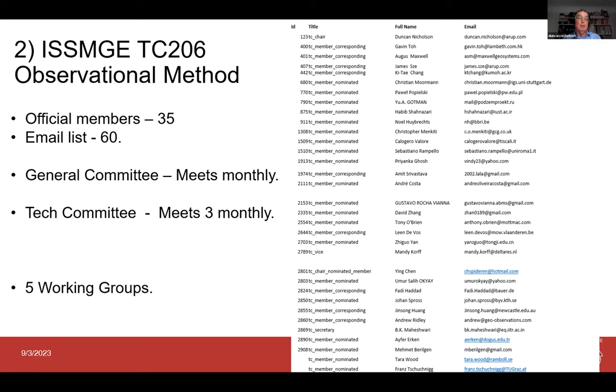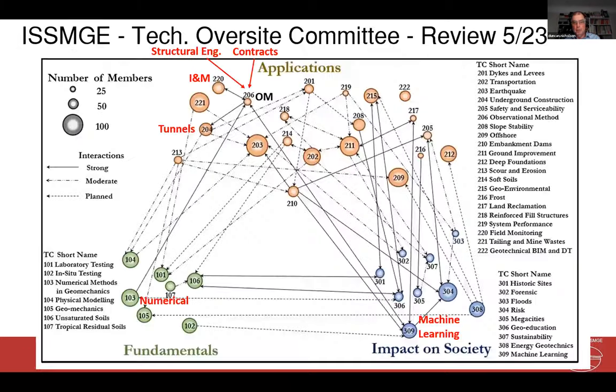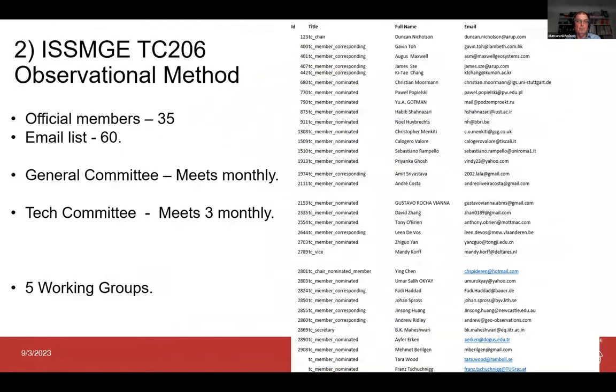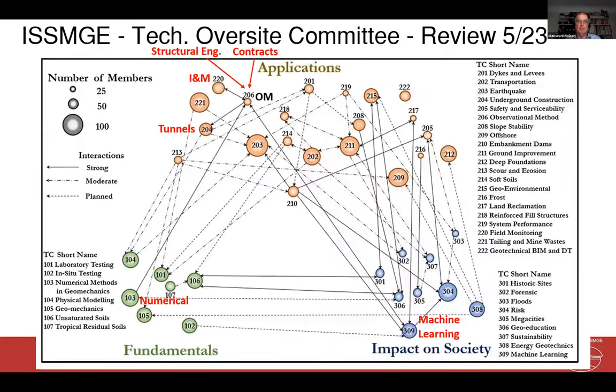then become corresponding members. We have a general committee that meets monthly, which reviews the activities we've got, and we've got a technical committee which meets three monthly, in which we identify we're making progress. We've got five working groups as well, which are where we see the main issues occur. Now, the key issue with the observation method and TC206 is that we interact with structural engineers, contractors, and clients, because they're the people that we need to influence in terms of getting the steer and the overall perception of that. And that's where Tony will be looking.